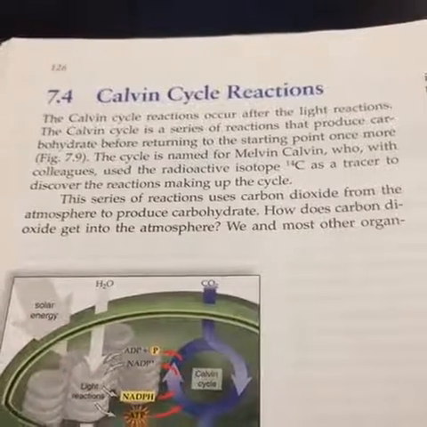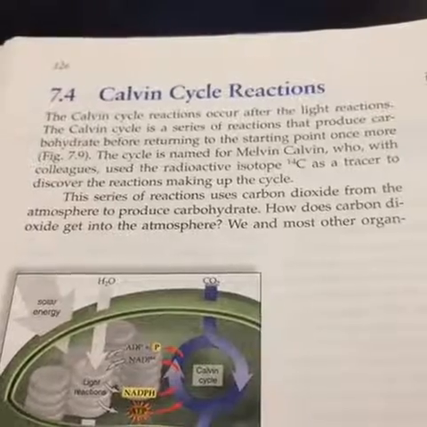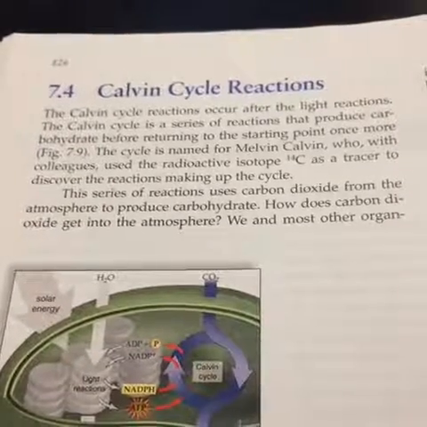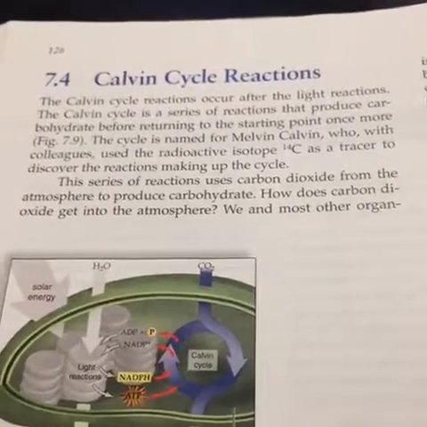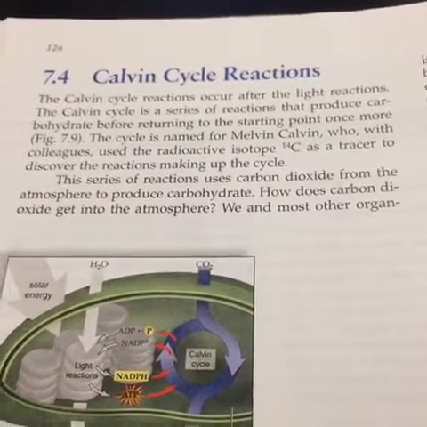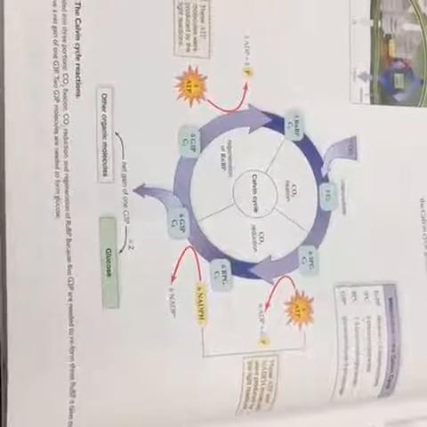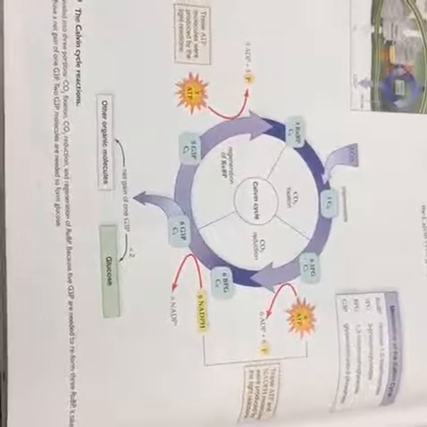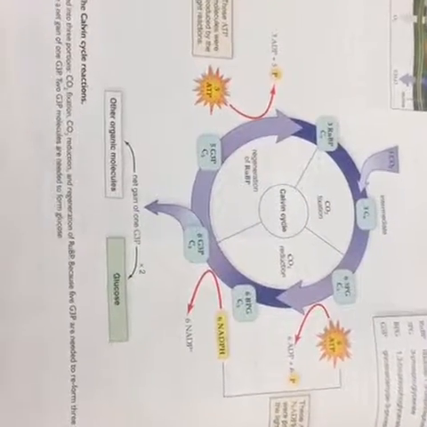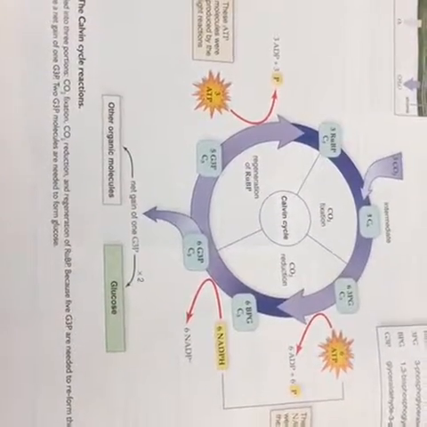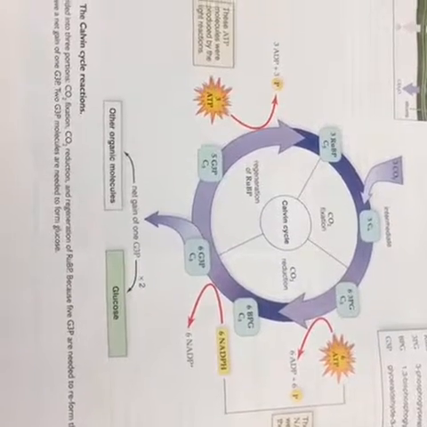7.4 Calvin cycle reactions. The Calvin cycle reactions occur after light reactions. The Calvin cycle is a series of reactions that produce carbohydrate before returning to the starting point once more. Figure 7.9, the Calvin cycle reactions. The Calvin cycle is divided into three portions: CO2 fixation, CO2 reduction, and regeneration of RuBP.